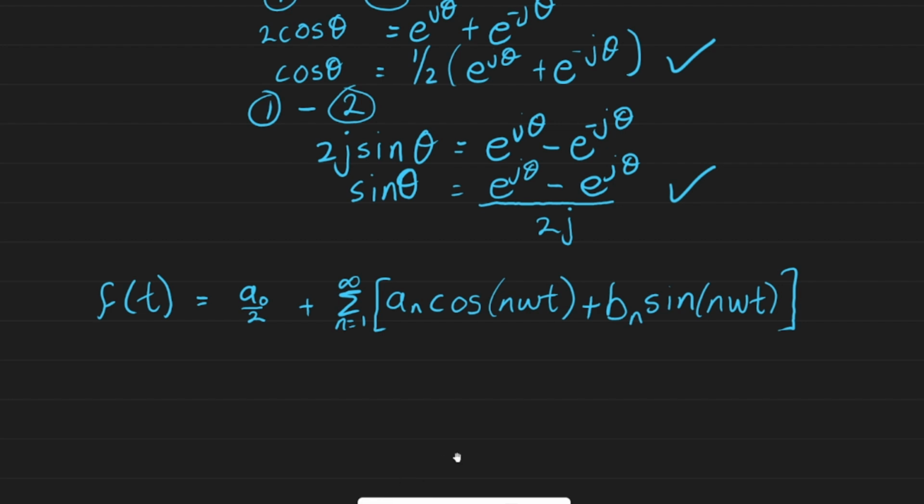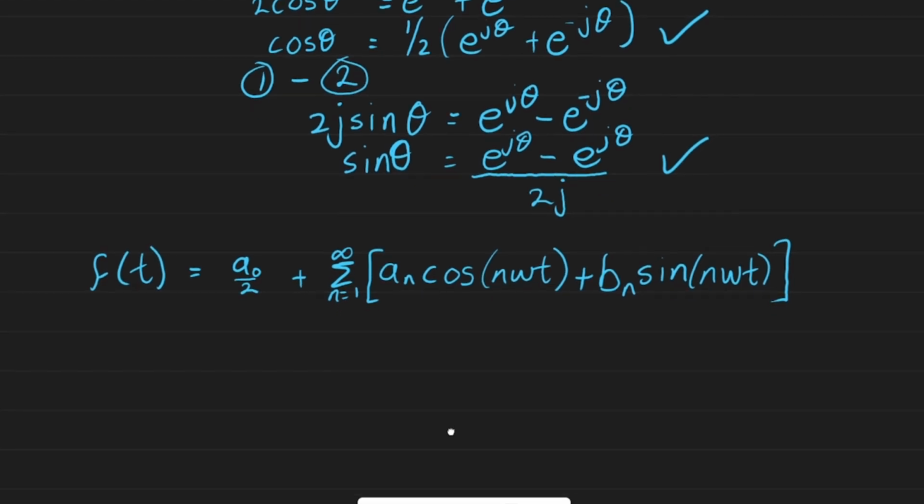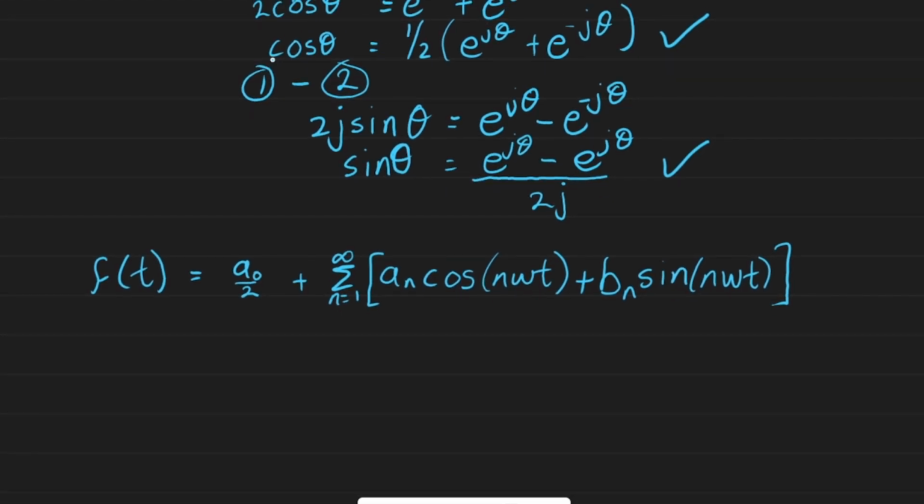So all we need to do at this stage is substitute in our expressions for cos theta that we just derived, and for sine theta, into this cos and this sine in the Fourier series. And of course, instead of theta, we have n omega t. So instead of theta, we will substitute n omega t. Let's proceed with that.